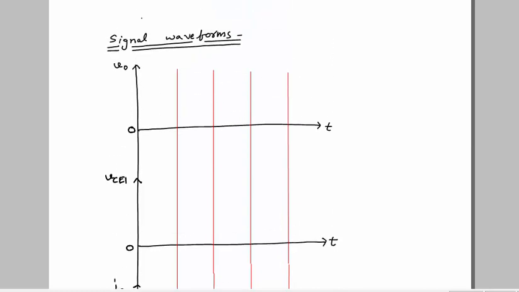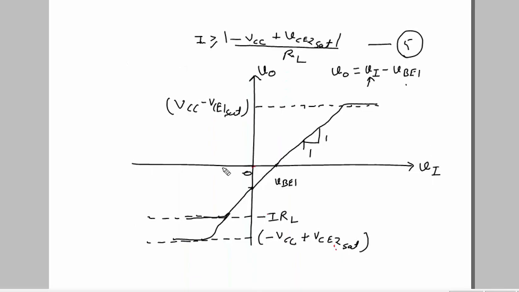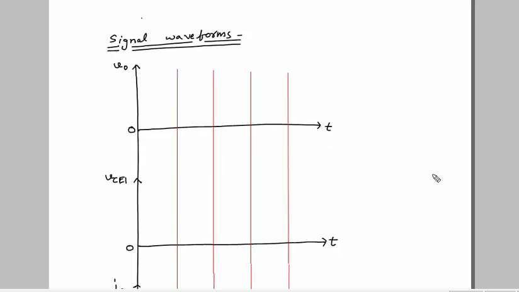For a better understanding and a good comparison, I have drawn some red lines on the time axis for comparison purposes. Now let us draw first for V naught. If you see this transfer curve, if this I is properly selected, then if we ignore VCE1 sat and VCE2 sat, we will see that V naught will swing from plus VCC to minus VCC. So let us draw here.